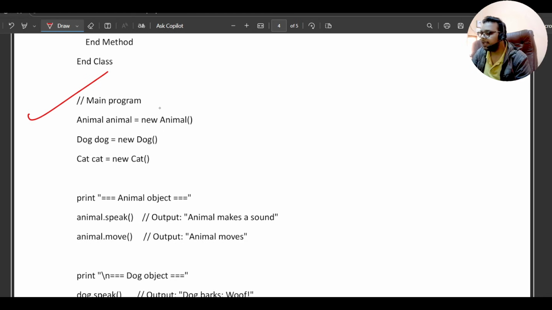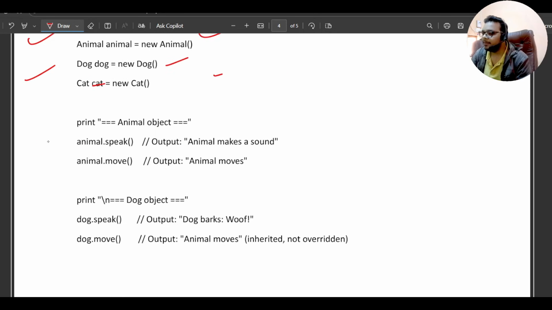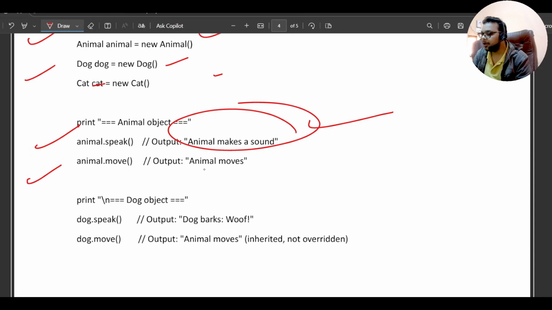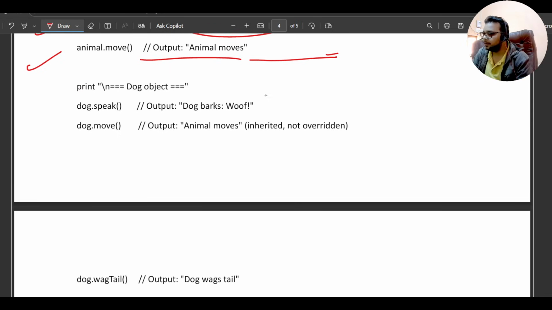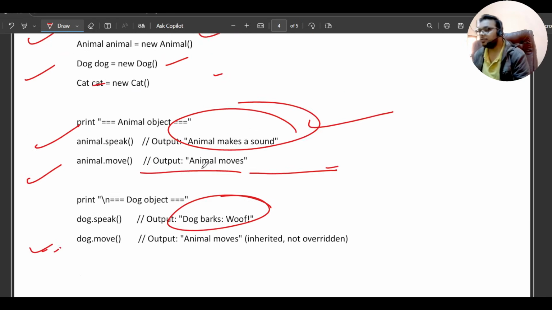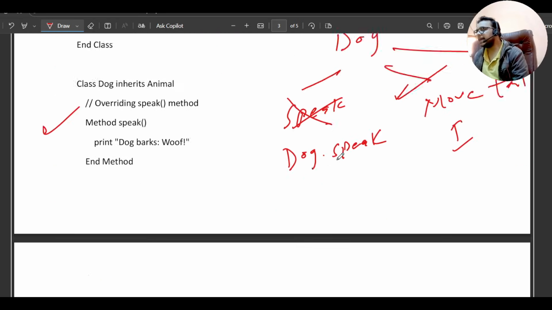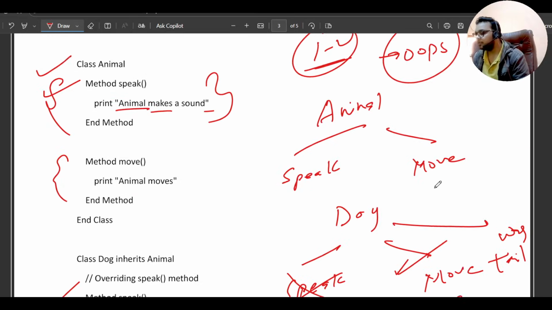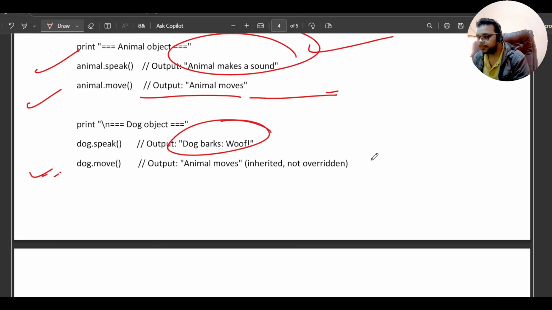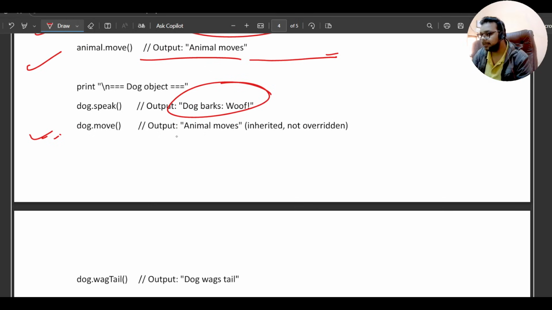We created the Animal object. Okay, then we created the Dog object and Cat object. Okay, so animal.speak will print animal makes a sound. Okay, animal.move will output animal moves. Okay, now dog.speak will print dog barks. Dog.move. Okay, now this is the important part. So dog.move, Dog doesn't have the move function, but it is inherited from Animal, so it will print animal moves. Okay, because it does not provide any separate definition.